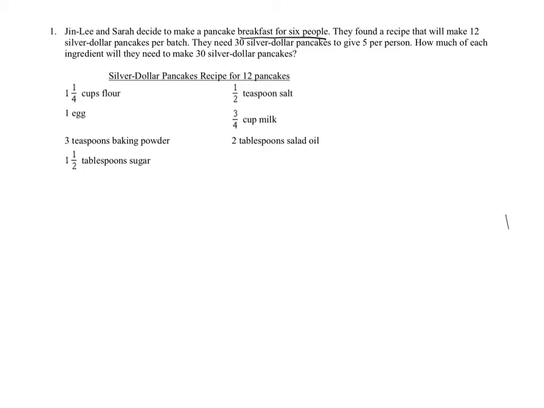They found a recipe that will make 12 silver dollar pancakes, and we see that here, that this makes 12 pancakes. They need to make 30 silver dollar pancakes, so each person gets 5. So they want to make a total of 30. How much of each ingredient will they need to make 30 silver dollar pancakes?